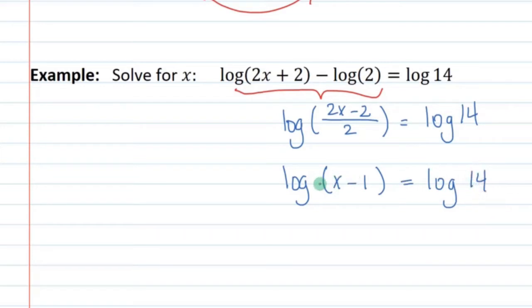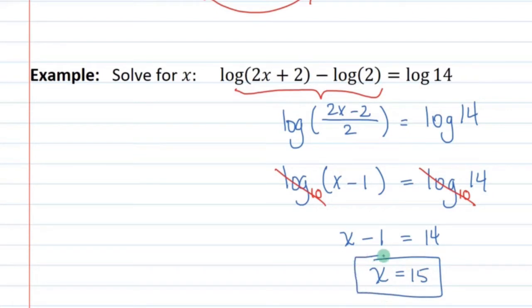Now, once again, we don't write it, but these are both base 10. So the bases match, and if the bases match, drop the logs. And you get x minus 1 equals 14. Add 1 to both sides, and you're done. x equals 15. And of course, check your answer.